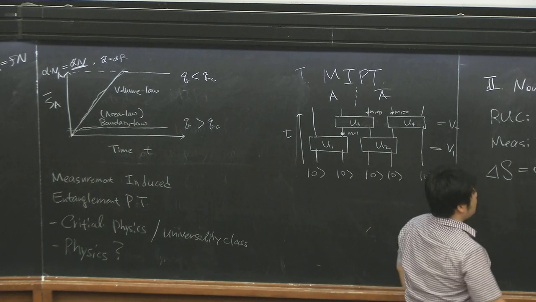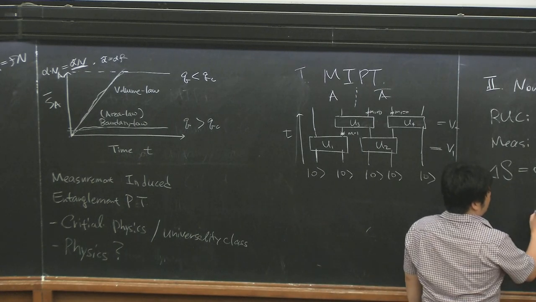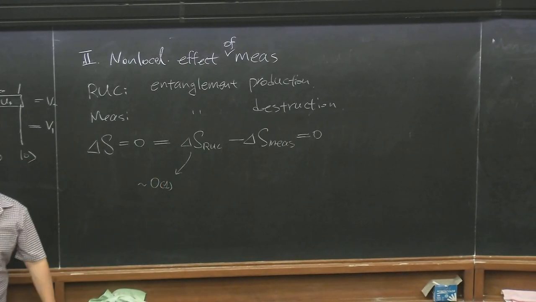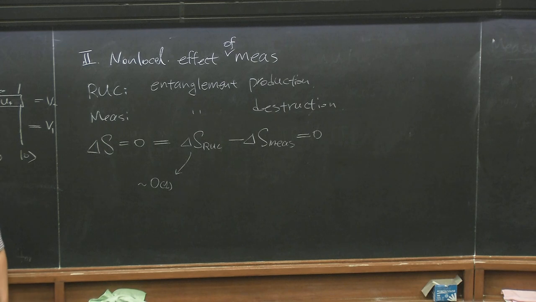Therefore, per time, this entanglement growth is some order one constant number. In a d-dimensional system, it will be a d minus one dimensional object only on the perimeter. So it's just so-called area law scaling behavior.